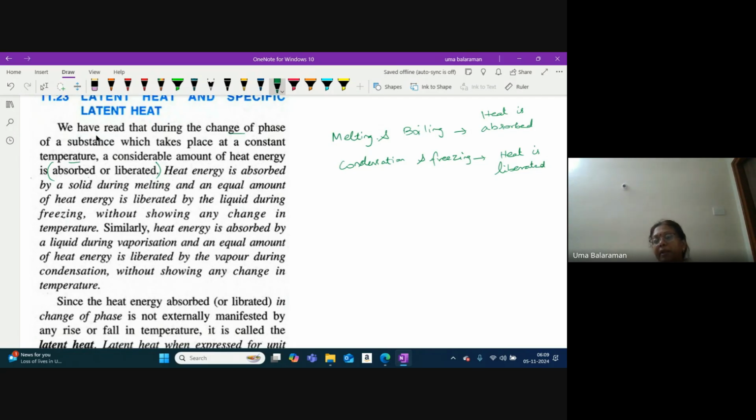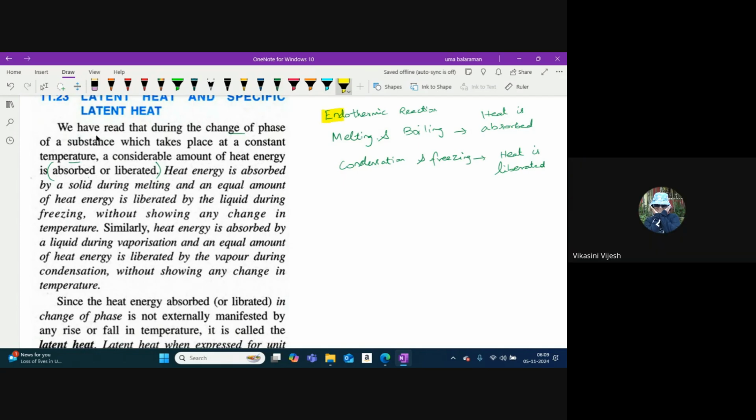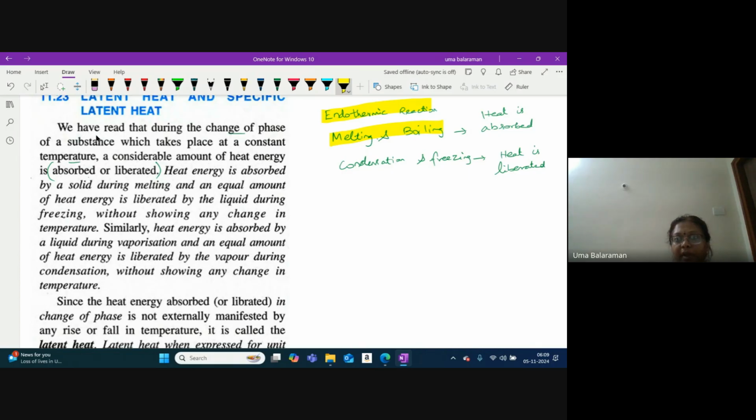So can you say melting and boiling are endothermic reactions? Do you agree, Vikasini? Yeah, aunty. Melting and boiling are endothermic reactions because heat energy is absorbed, whereas condensation and freezing are exothermic reactions where heat energy is released. Okay. So heat energy is absorbed by a solid during melting and an equal amount of heat energy is liberated by the liquid during freezing.